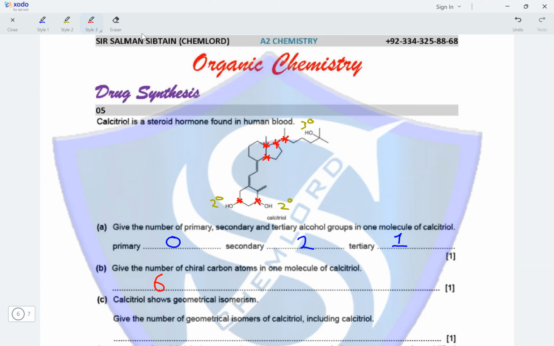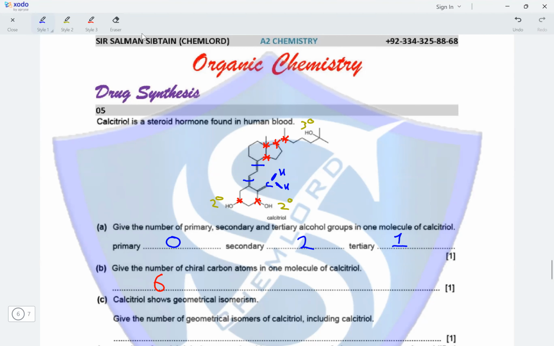Calcitriol shows geometric isomerism. Give the number of geometrical isomers of calcitriol, including calcitriol. So, geometric isomerism will be shown by double bonds with different groups on both ends. That would be the double bonded carbon atoms here and here. A blue line has been drawn through them. The third double bond will not show geometric isomerism because on its terminal carbon atom there will be two hydrogens attached to it, which eliminates it from showing geometric isomerism.